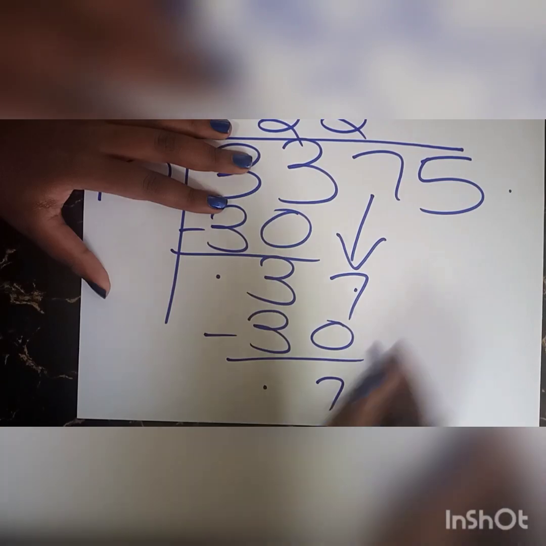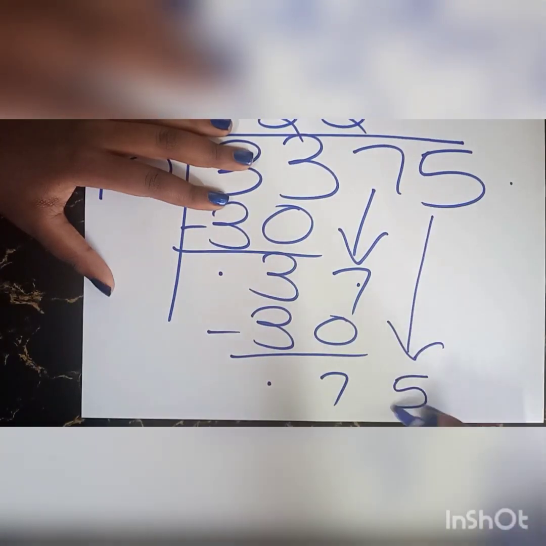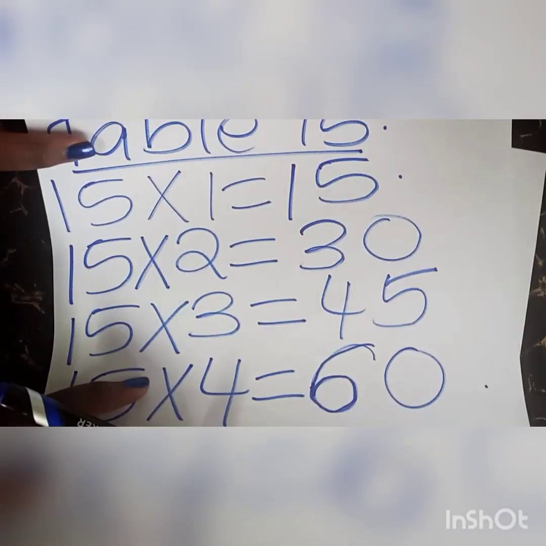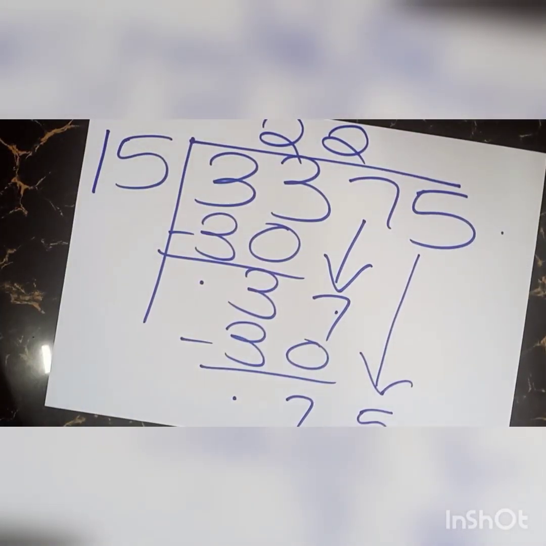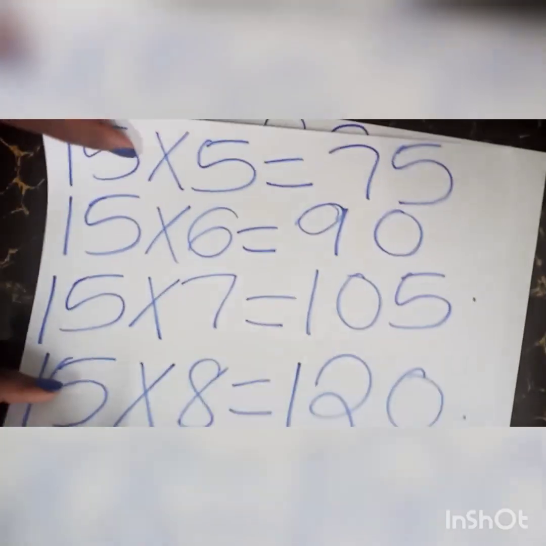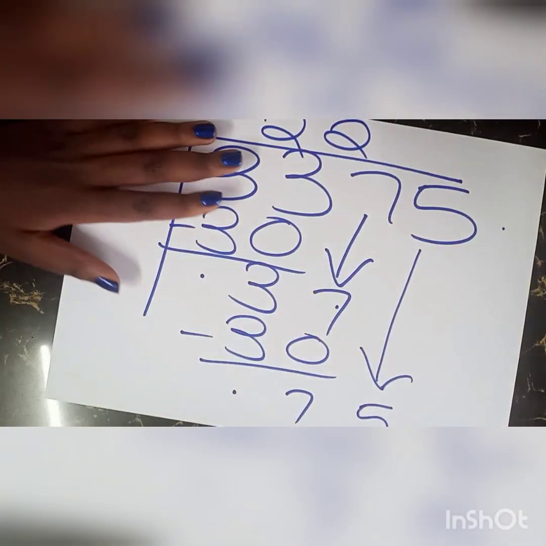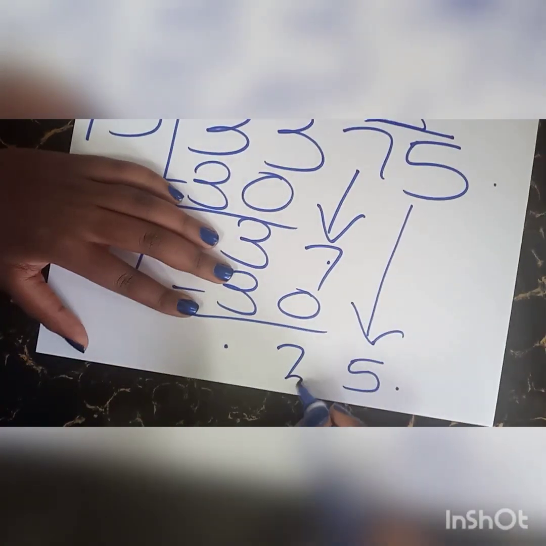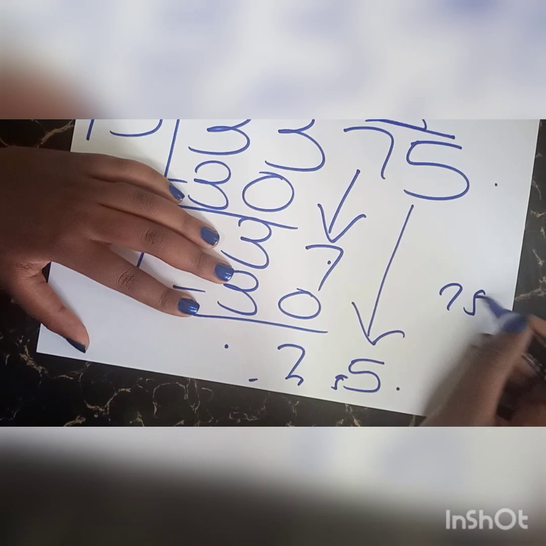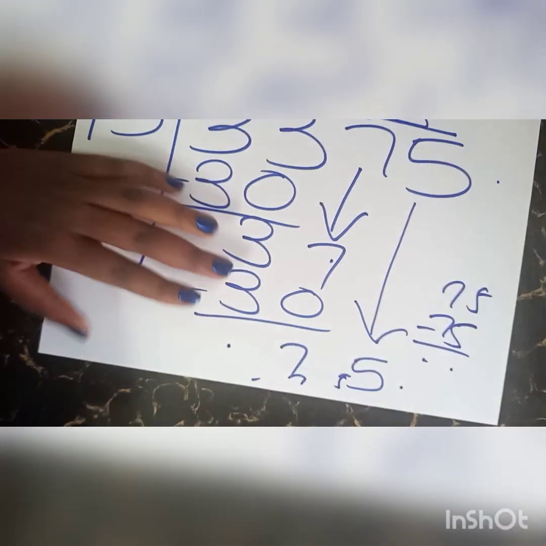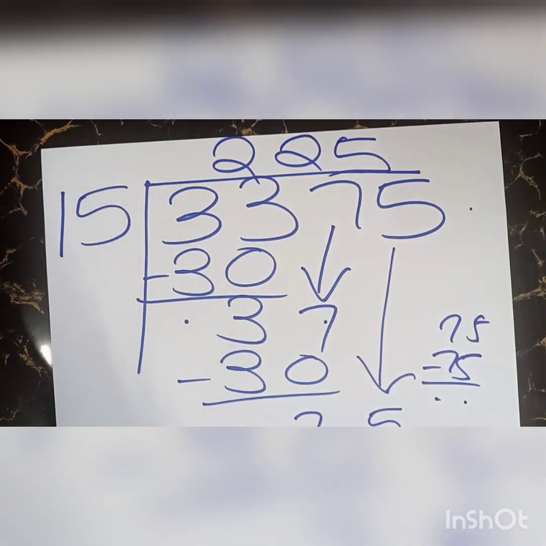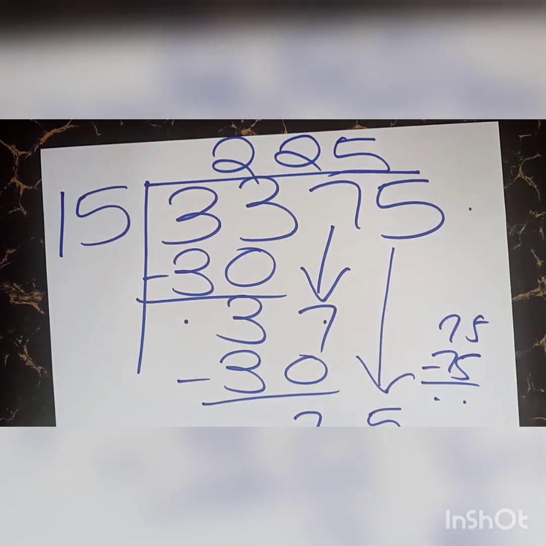The last step will be to drop the 5. When you drop the 5, you get 75. Where is 75 in table 15? 75 is here, so we'll write a 5 because 5 times 15 is 75, and 75 minus 75 is 0. Are we together? So that means that the answer to that question is 225.